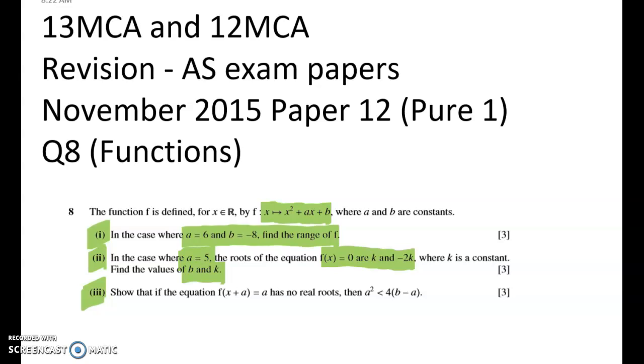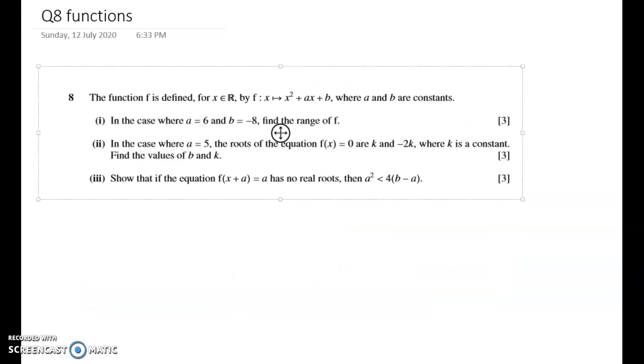And in the last one, we have to show that if this equation has no real roots, then this is true. So as soon as you see that last one, you should be thinking that it's something to do with the discriminant, and that if we've got no real roots, the discriminant is strictly negative. So let's just work through these.